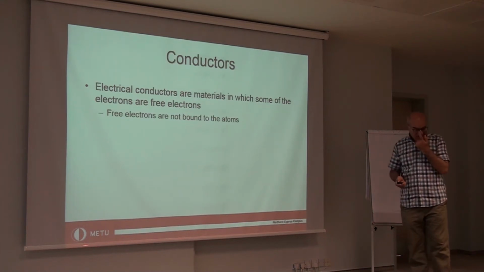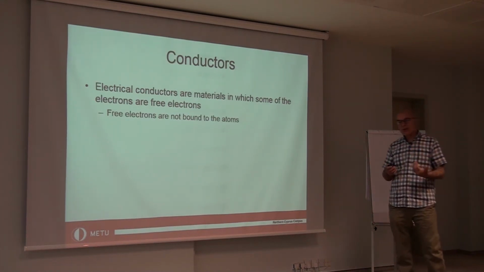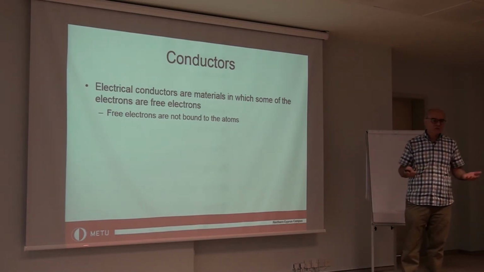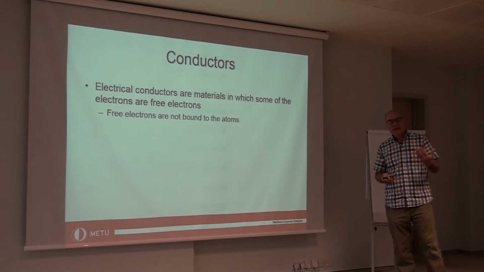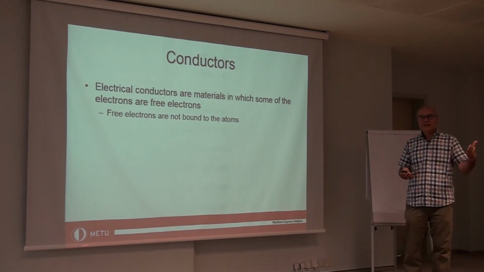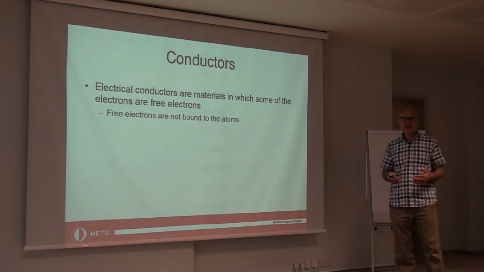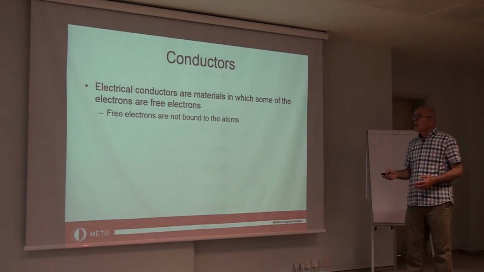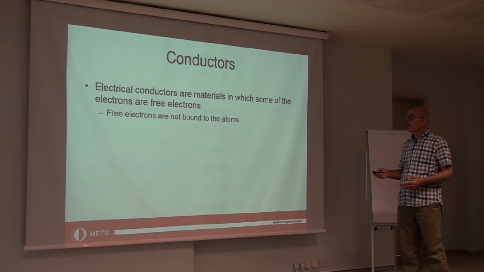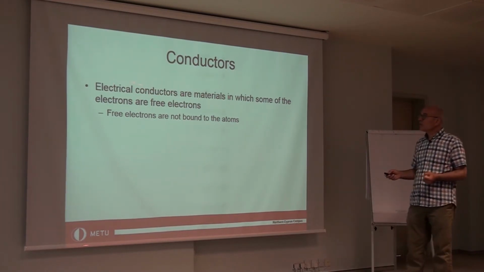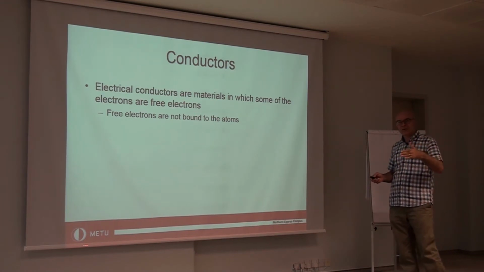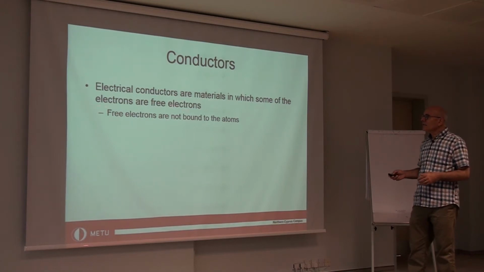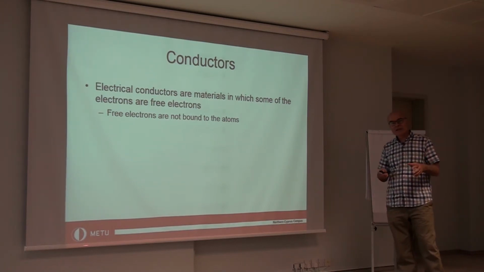Now, the materials, as far as their properties regarding the charges and the movement of charges within these materials are concerned, are usually divided into three main categories. The first category in this case is the conductors. Now, conductors are materials in which some of the electrons, usually the valence electrons, the outermost electrons in atoms, are free and are not bound to the atoms.